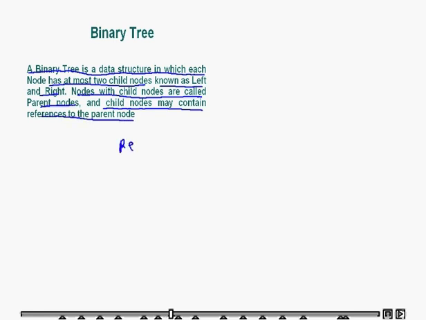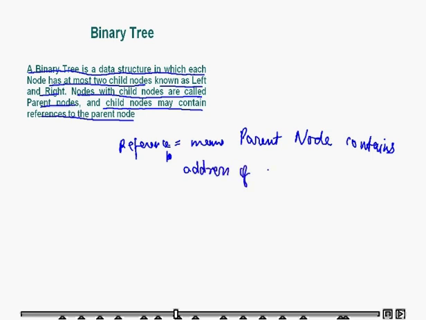Here the word reference means that the parent node contains the address of the child. Address means the location.